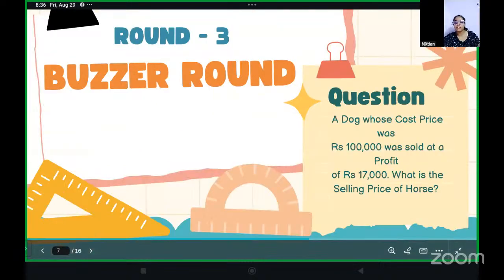A dog whose cost price was 1 lakh was sold at a profit of 17,000. What is the selling price of the horse? Oh, sorry, dog. Dog's cost price was 1 lakh, sold at a profit. Yes, Emma. Ma'am, 117,000. Okay. But Emma, I didn't see your hand. So do like this first and then answer.